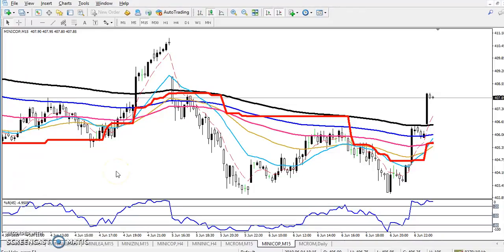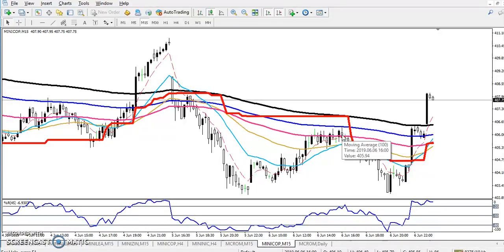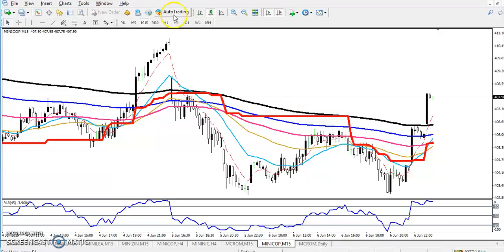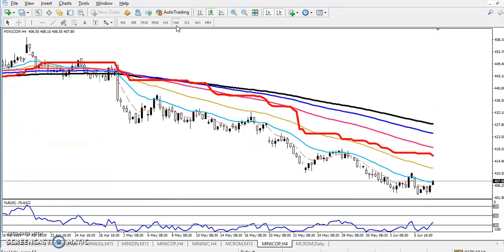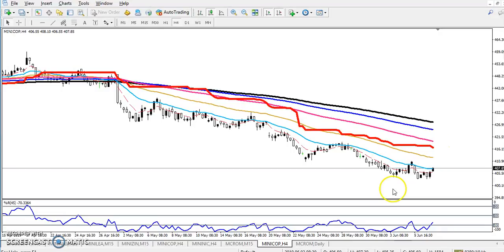This is Dipen Gogoi and in this video I'll discuss copper. So copper, you can see this is a 15 minute chart. Before I explain entry and exit points, we have to find out support and resistance. So let's see, have you seen any support or resistance here in copper? We never saw a clear scenario for support and resistance here.